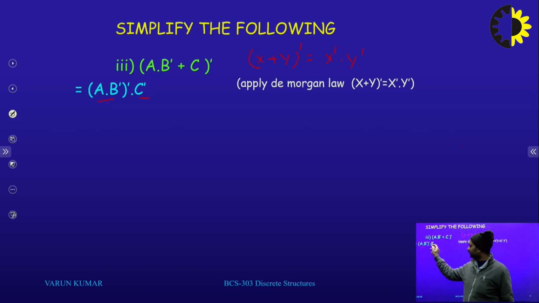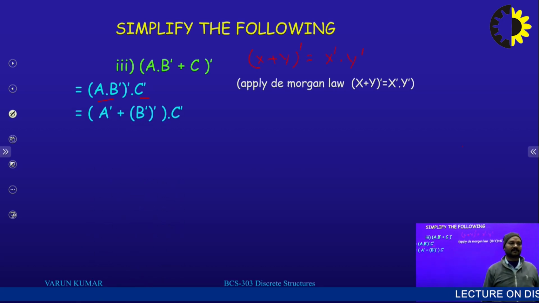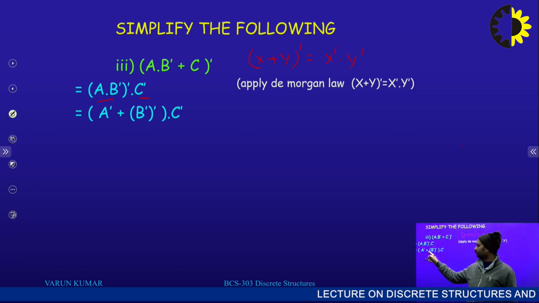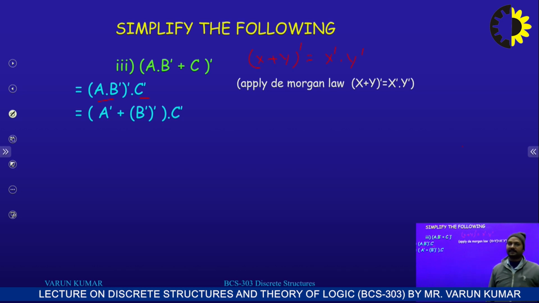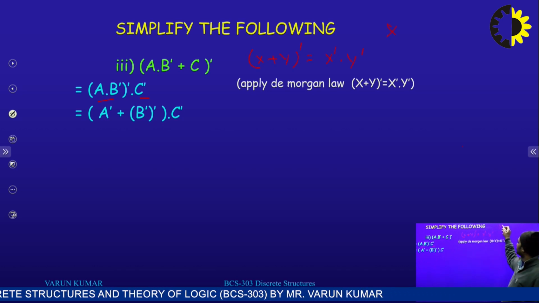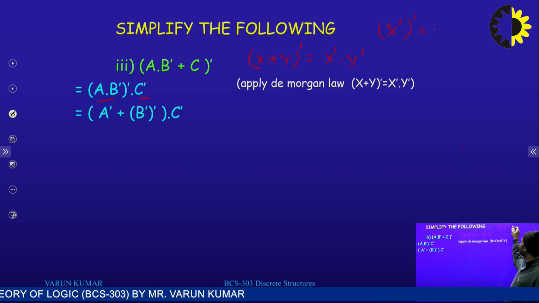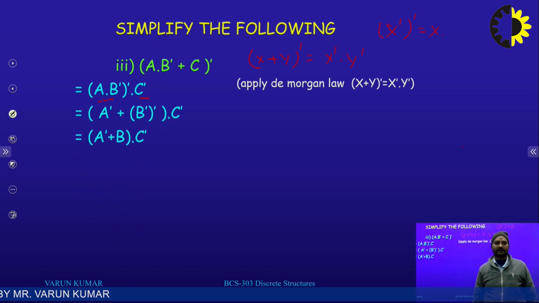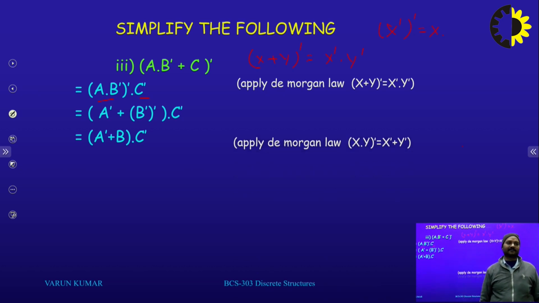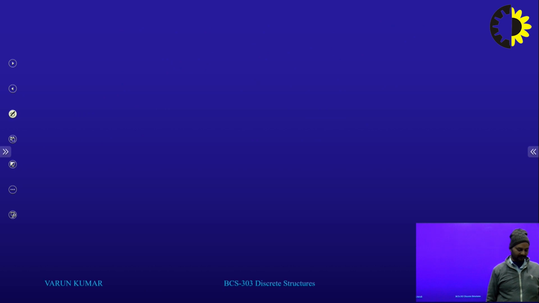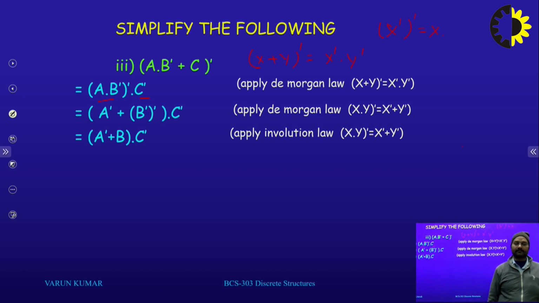Then we again expand this particular complement here. Then we get (A' + B')'·C'. Then again a rule, (X')' is equal to X. So we reduce this, that is (A' + B)·C'. So this is the simplified result. So we required only one NOT gate, one OR gate and one AND gate.